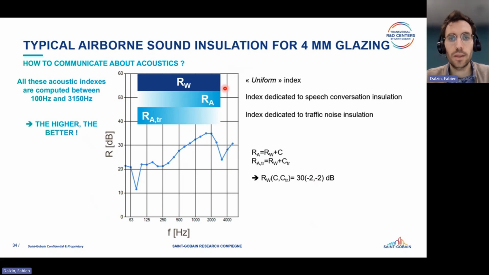So now that we have these indexes, we introduce two other terms, which are called C and CTR. And finally, you get the acoustic insulation, which is expressed with this value RW (C; CTR), again in decibel.